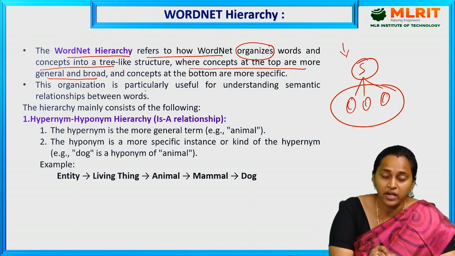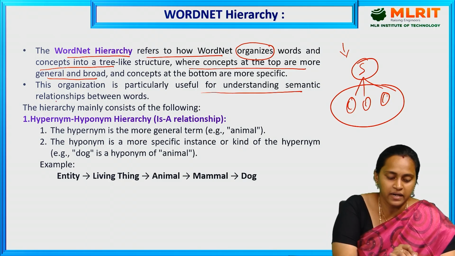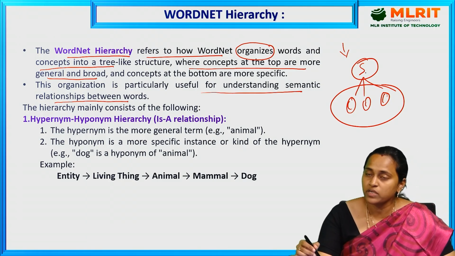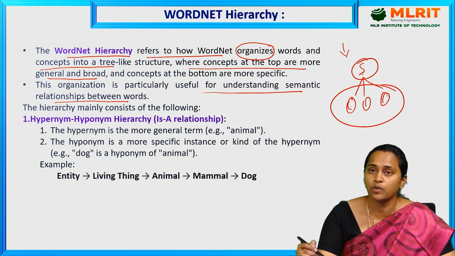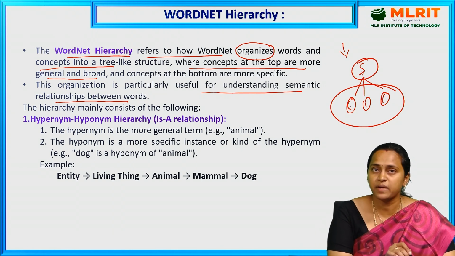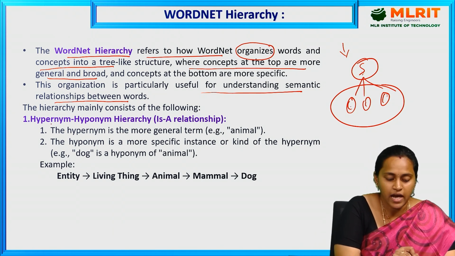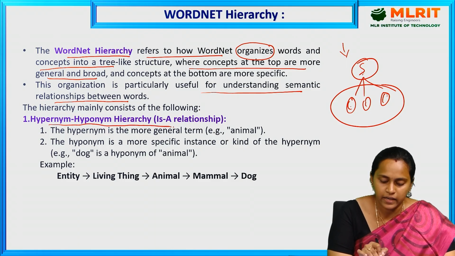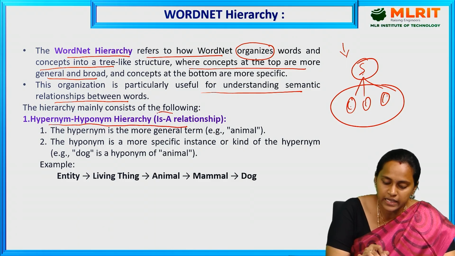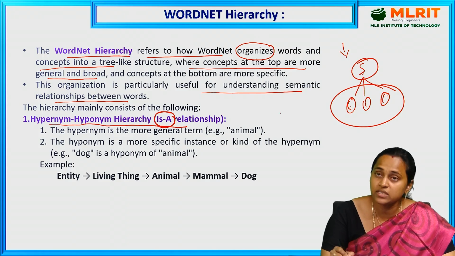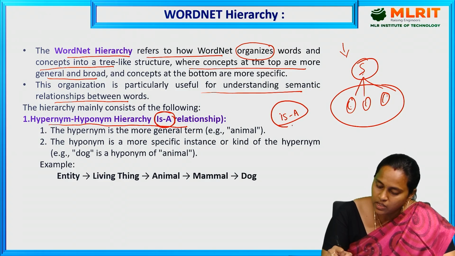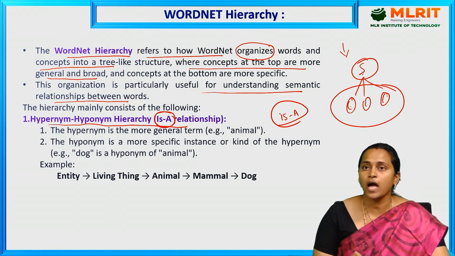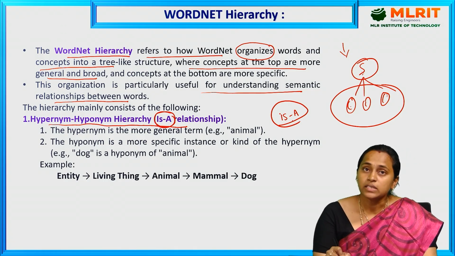This organization is particularly useful for understanding the semantic relations between the words. The child represents a part within the structure. It means there is a relationship between the child and the parent, that means parent node and child node. Let's see the step by step hierarchy. The first one we discussed, right, hypernym and hyponym hierarchy. Here we are representing an is-a relationship. Compulsory we have to define the hypernym and hyponym within the is-a relationship.